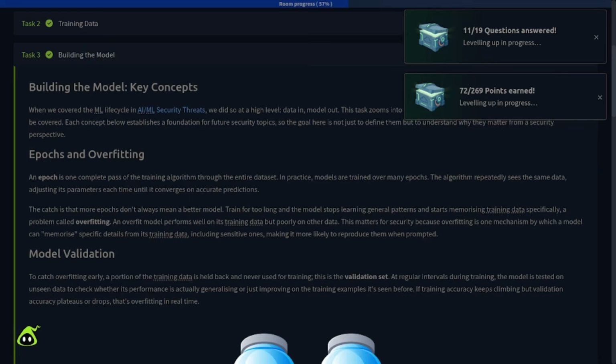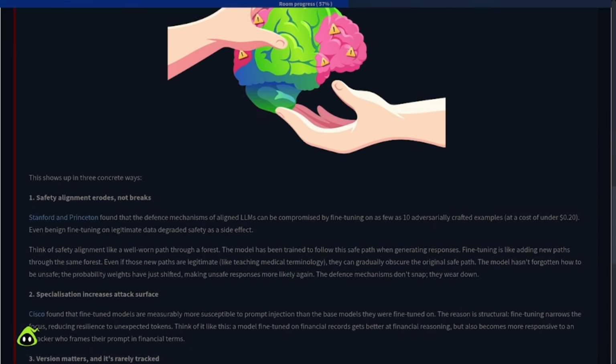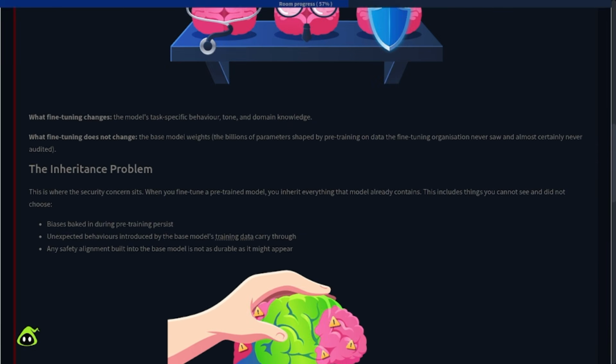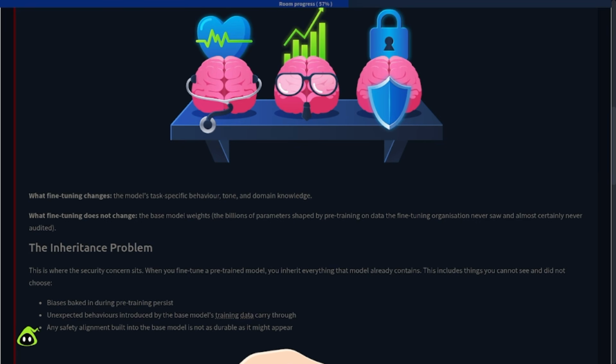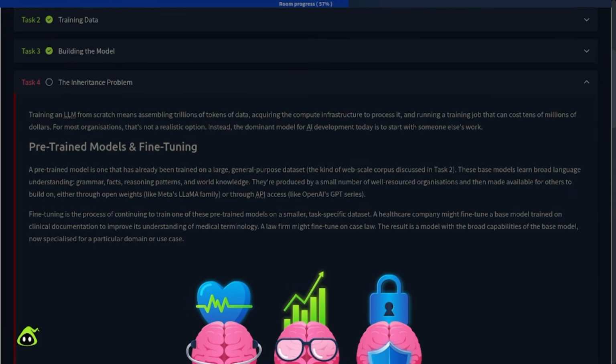So jumping on to task number 4, we have this. Oh, this has nice diagrams anyways. This brain along with this telescope and this shield and this lock behind it. TryHackMe has done an impressive job on this training.